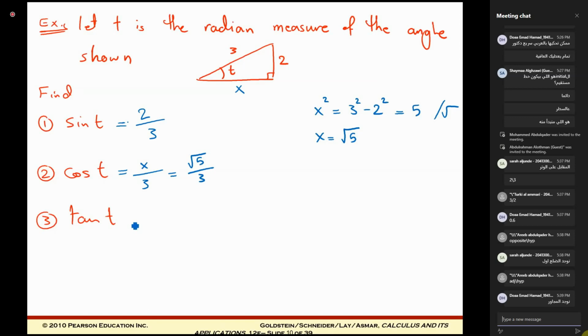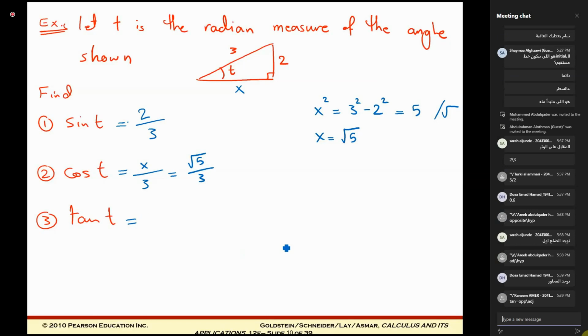Okay. Tan. What's the value of tan? It is opposite over adjacent. So it is 2 over radical 5.